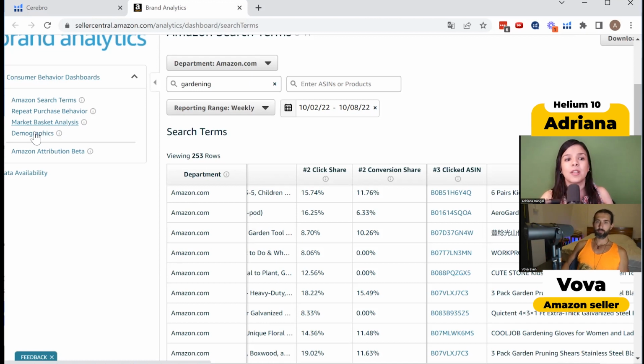You have demographics in here. You can see if it's males or females buying my products, and what age they usually are. This helps when optimizing your listing. Let's say it's usually women over 55 years old. What speaks to them would be different from what speaks to a guy in his teens. That's the way we can leverage this information.